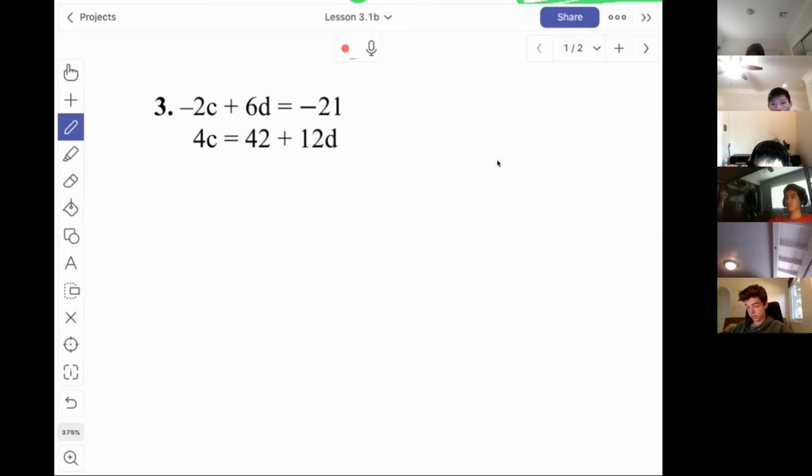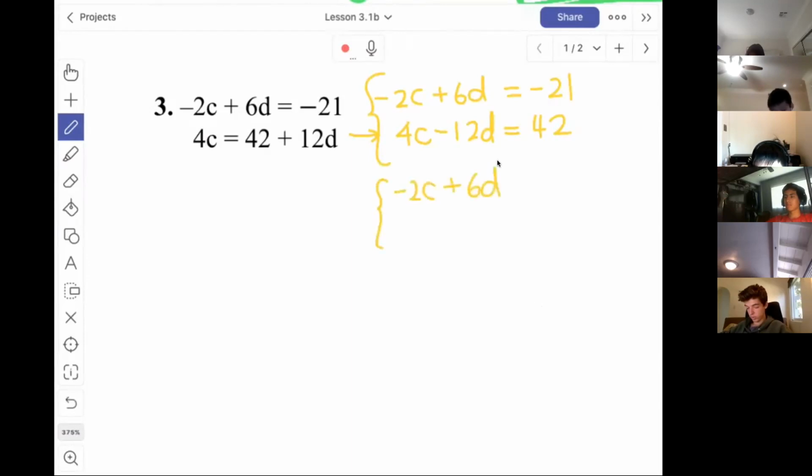Oh, okay. So you're trying to align the variables. So I would maybe minus the 12d just to kind of, yeah. All right. And then what else can we do to make this easier? You divide the bottom equation by 2. Nice. Divide the bottom equation by 2. Good. All right. Dividing the bottom equation by 2.